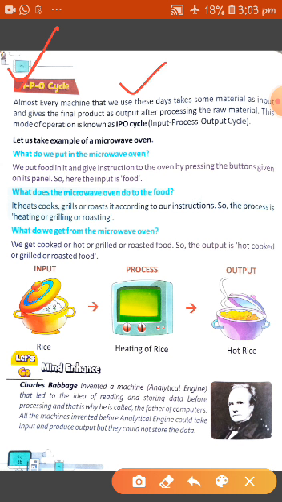Almost every machine that we use these days takes some material as input and gives the final product as output after processing the raw material. This mode of operation is known as the IPO cycle, meaning input, process, output cycle.